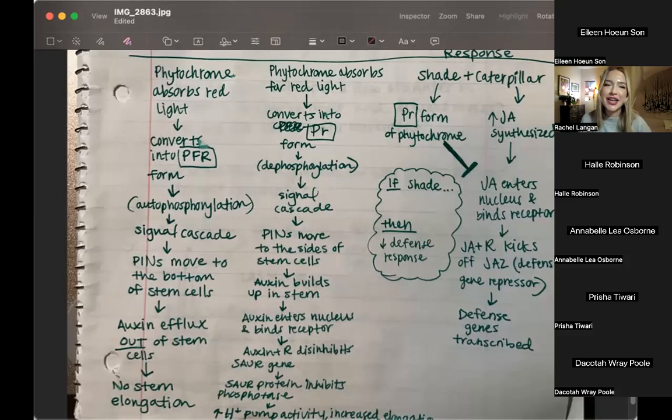All right, in the shade, phytochrome absorbs far red light, and that converts it to the PR form via dephosphorylation. Then again, signal cascade happens. And now instead of PINs moving to the bottom, the PINs move to the sides of the stem cells. So because of that, when auxin comes down from the top of the plant, it's going to move out and kind of spread within the stem. So auxin is going to build up in the stem.